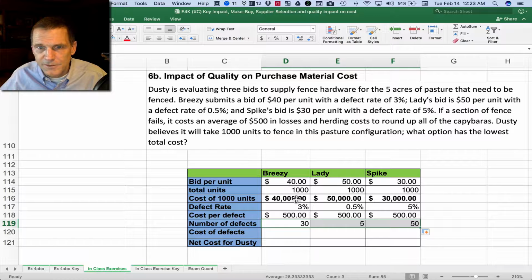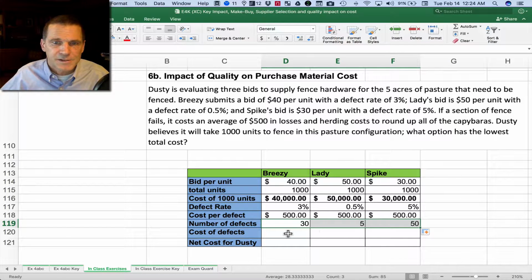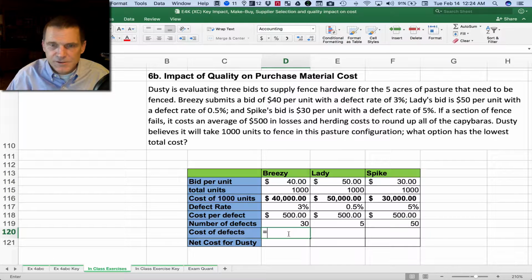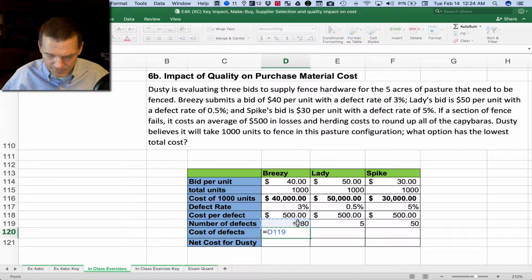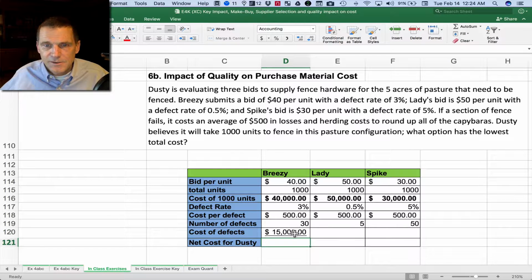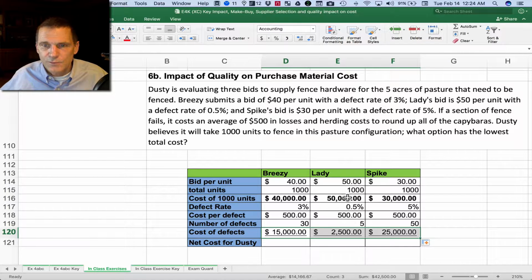Boom. So 1,000 times 3% is 30. 1,000 times 0.5% is 5. And 1,000 times the 5% is 50 bad sections. The cost of defects would be equal to the number of defects times the cost per defect, right? So $15,000 for Breezy Boy and $2,500 for Lady's quality, which was very good quality. And old poor Spike's got that 5% problem, so he's got a $25,000 cost of quality. You can see where this is going.